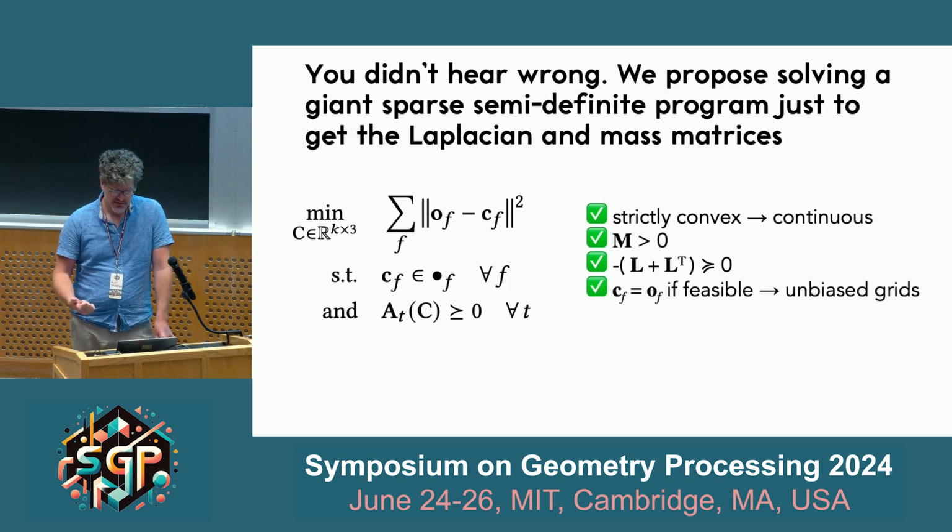The mass matrix is always positive. The Laplacian by constraint is always defining a semi-definite Dirichlet energy. And if, like I said, the circumcentric dual is feasible, then we'll find it. And since the circumcentric duals are feasible for the grid, then we get an unbiased grid result. So we've hit all the properties that we want.